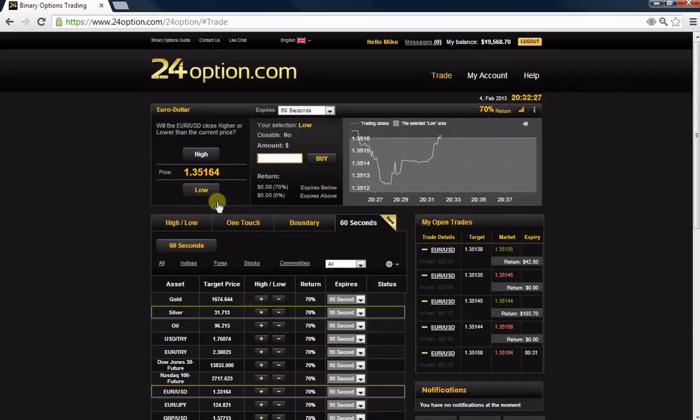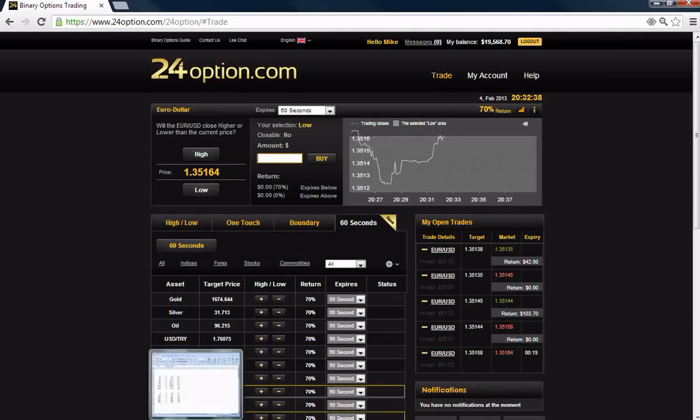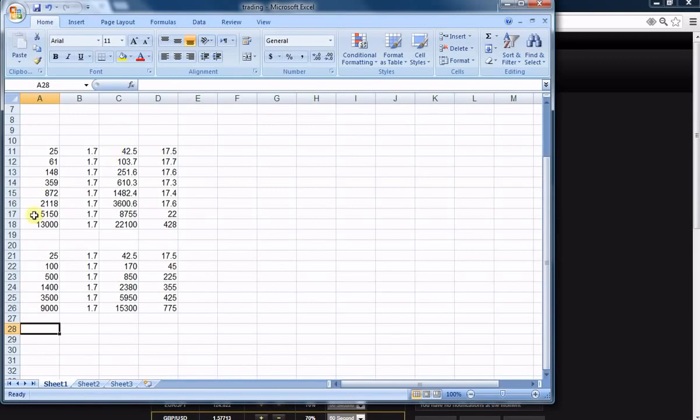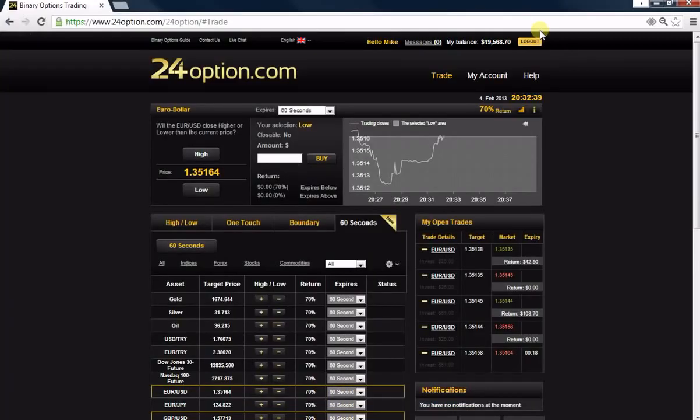But what's nice on the 5th one is you never have to worry about whether you're going to win or not, because you're pretty much guaranteed that you're going to win on the 5th trade after 5 minutes. But maybe that will happen here. Let's see. We just did $61. Our next one's going to be $148.